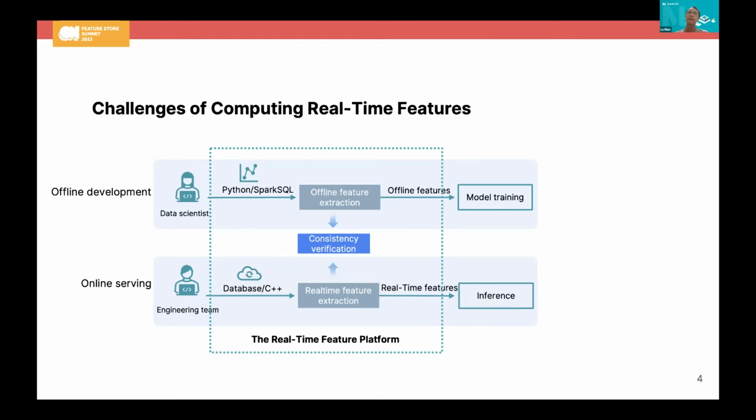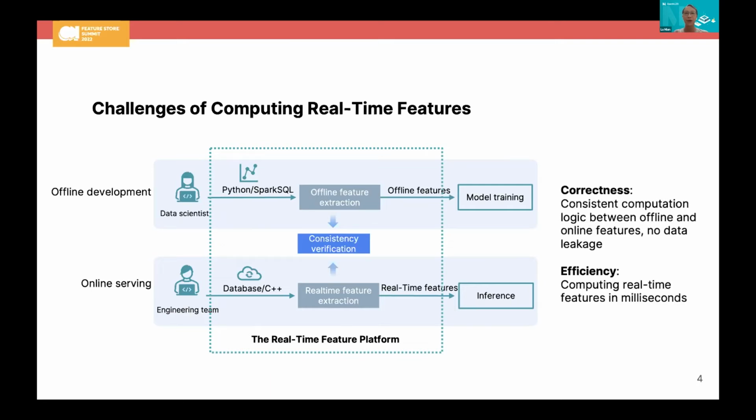Based on our experience, if you are trying to implement a really big machine learning application, it will take months to do the consistent verification. So actually, we can see the major challenge is one is the correctness. We need consistent computation logic between the offline and online features, and without data leakage. And also, we need to achieve efficiency. That is computing real-time features just in milliseconds.